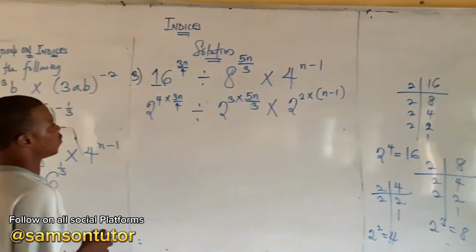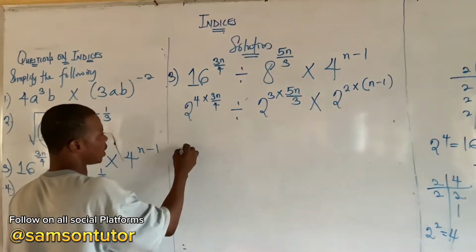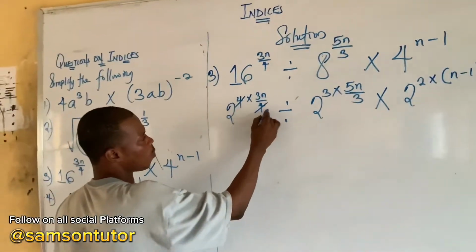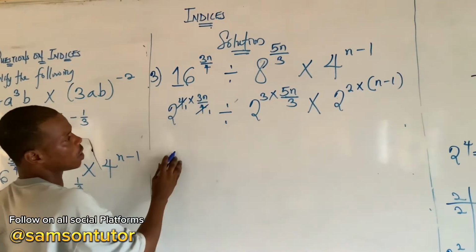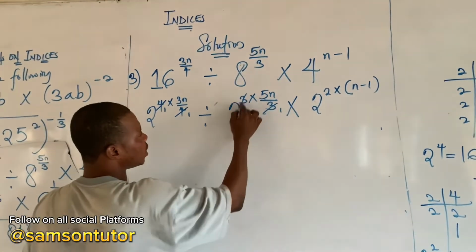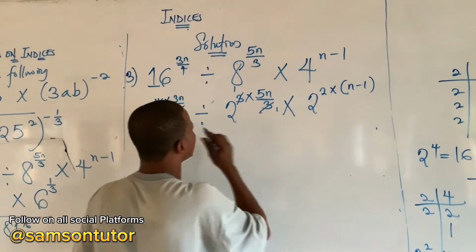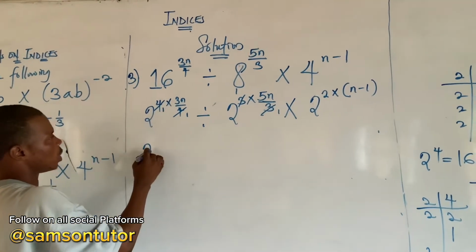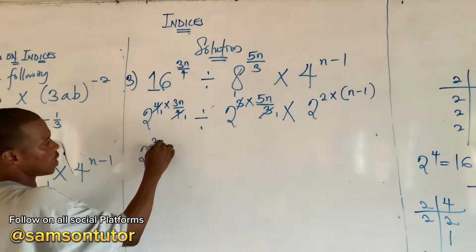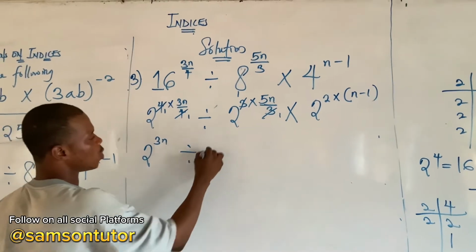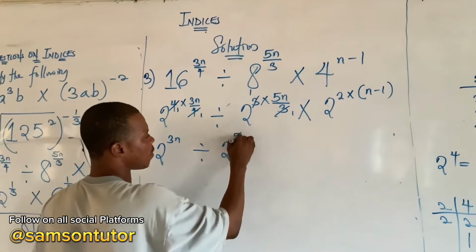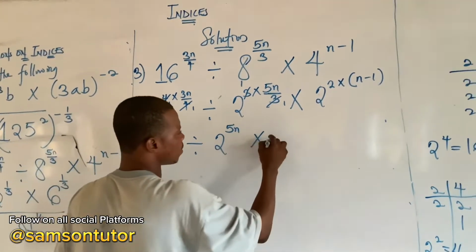So let us move on. In this instance, now say 4 can go into 4. You have 1, 4 here 1, 4 here 1. So 3 here 1, 3 here 1. Now in this instance, we now say 2 raised to power, what do you have left here? 3n divided by 2 raised to power, what do you have left here? 5 raised to power n times 2.